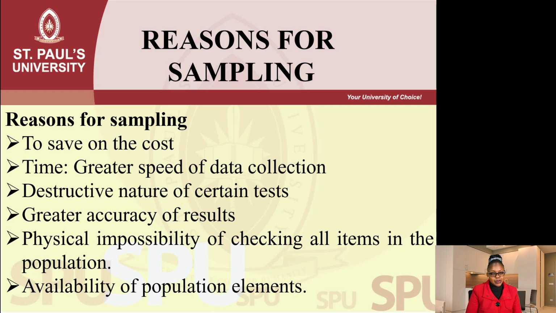availability of population elements. Definitely here we are saying that even if you have prepared the population where you're going to collect data from, it's sometimes or many times impossible for you to get the whole population.